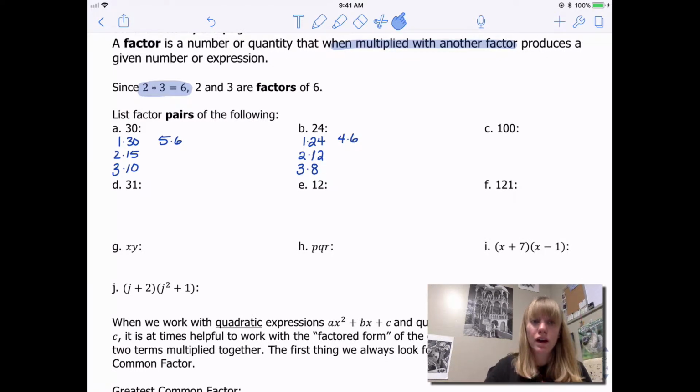Okay, I want you guys to go ahead and try C through F. We'll do the ones with variables together, but I'm going to give you a minute in this video to just go ahead and try that.